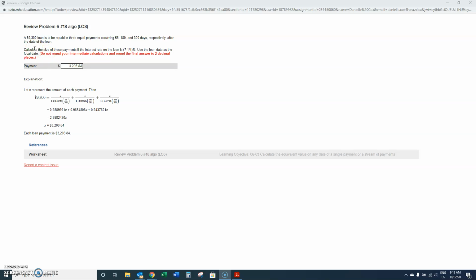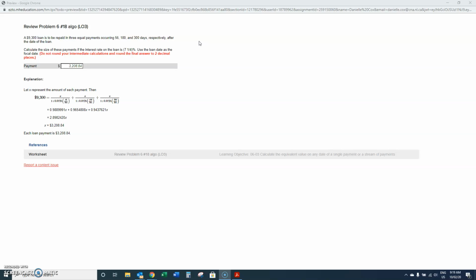A $9,300 loan is to be repaid in 3 equal payments occurring 56, 180, and 300 days respectively after the date of the loan. Calculate the size of these payments if the interest rate on the loan is 7.25%. Use the loan date as the focal date.